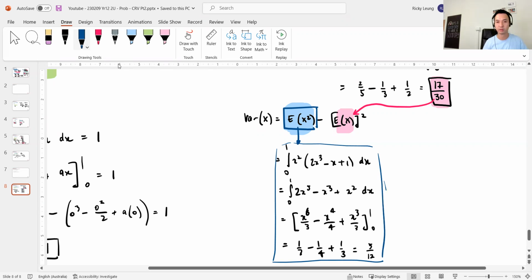So therefore, final variance would be 5 on 12 minus 17 on 30 squared. Yeah, let's punch in the calculator. 17 on 30 squared, 43 450. Perfect.